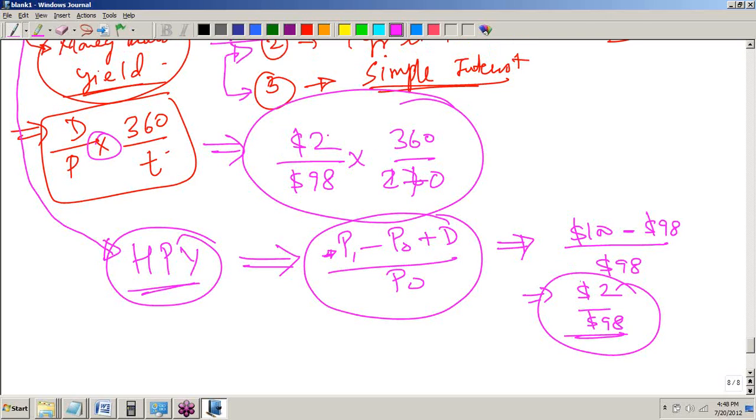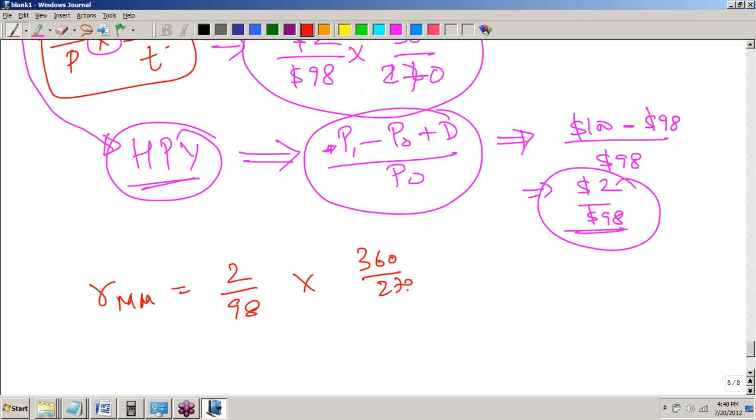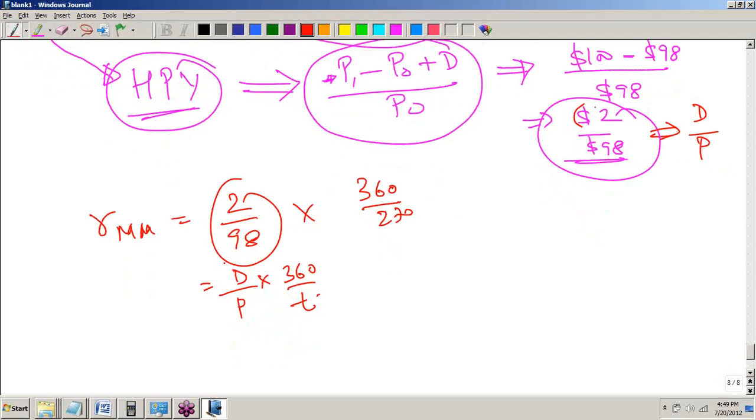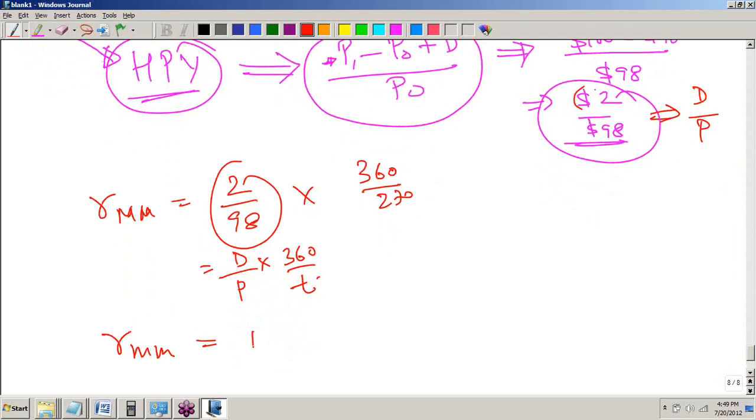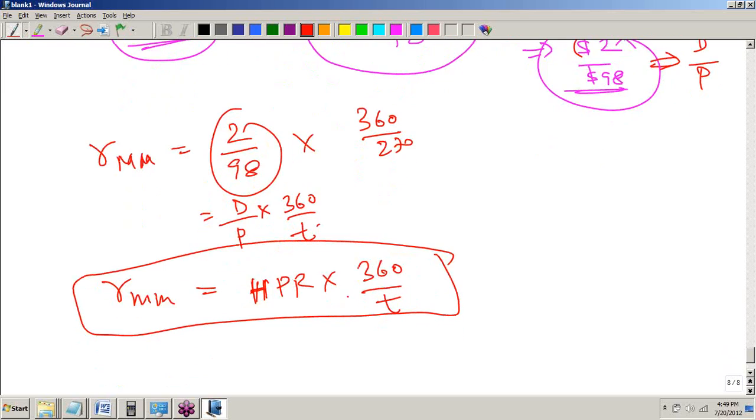If you break up the formula of the money market yield, we have money market yield written as 2 by 98 into 360 by 270, or 2 by 98 is nothing but D by P, discount divided by price, into 360 by T. Since D is the discount and this is the price, instead of writing it like this, we can write it as holding period return into 360 by T. That is also one way to write the money market return.